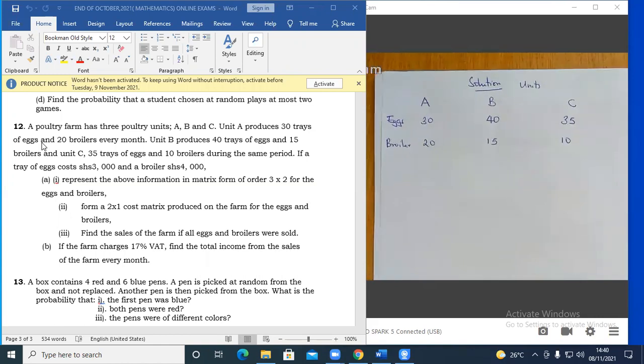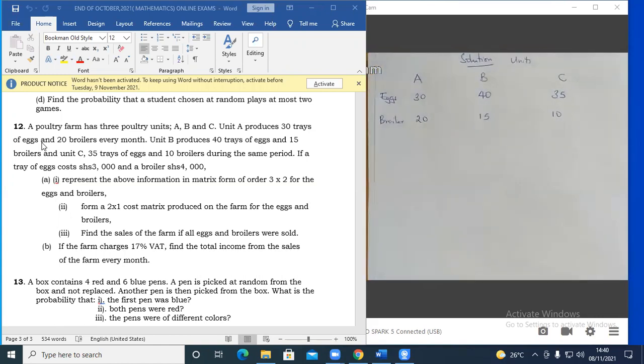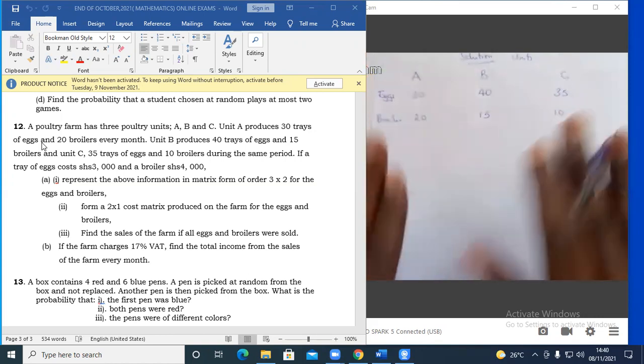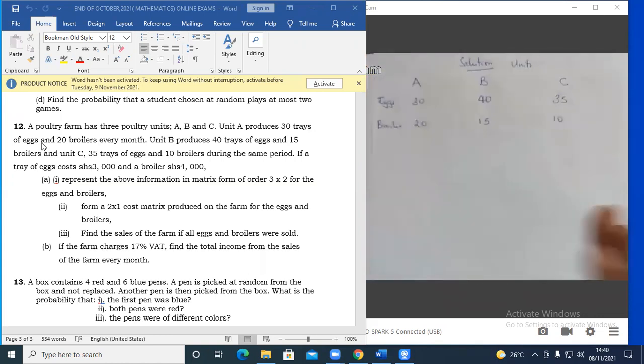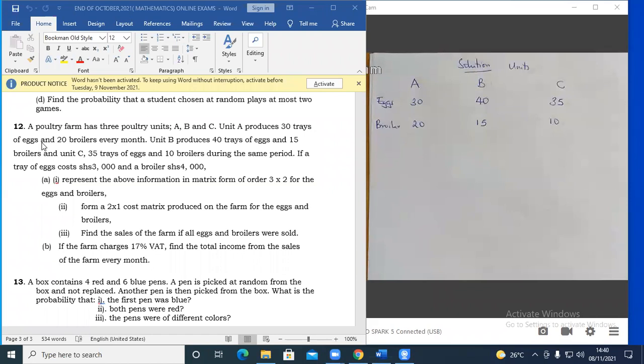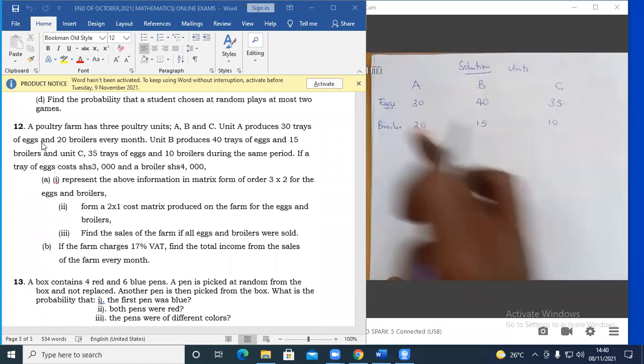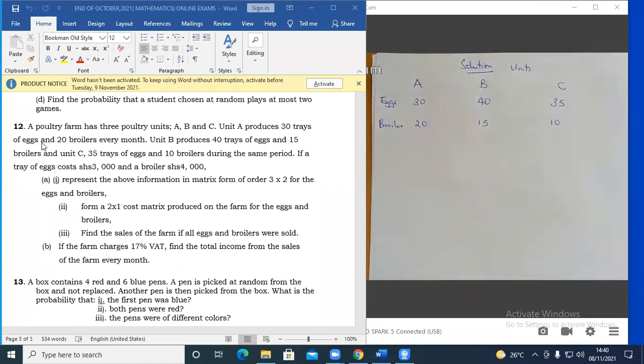Are you together, members? Yes. So when you leave it like this, it may appear to be a matrix by the look of it, but it's not yet a matrix. The only thing missing is a rectangle or a bracket.